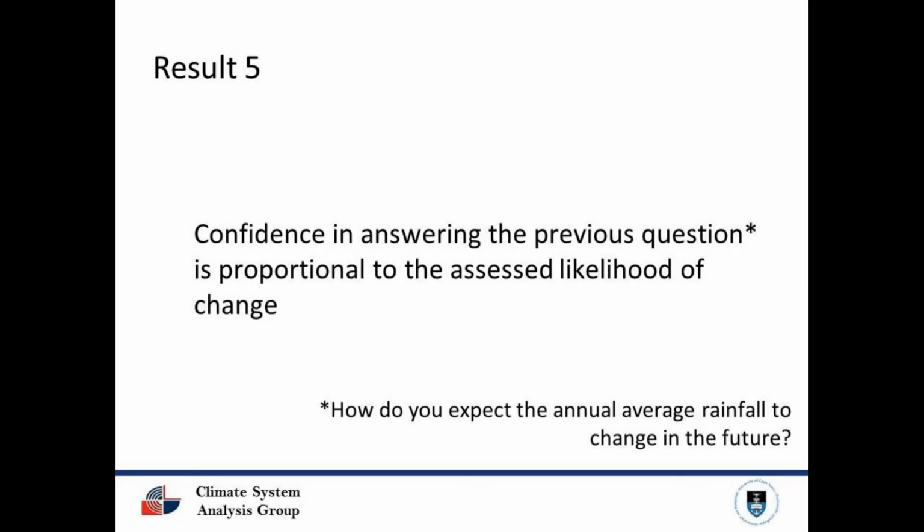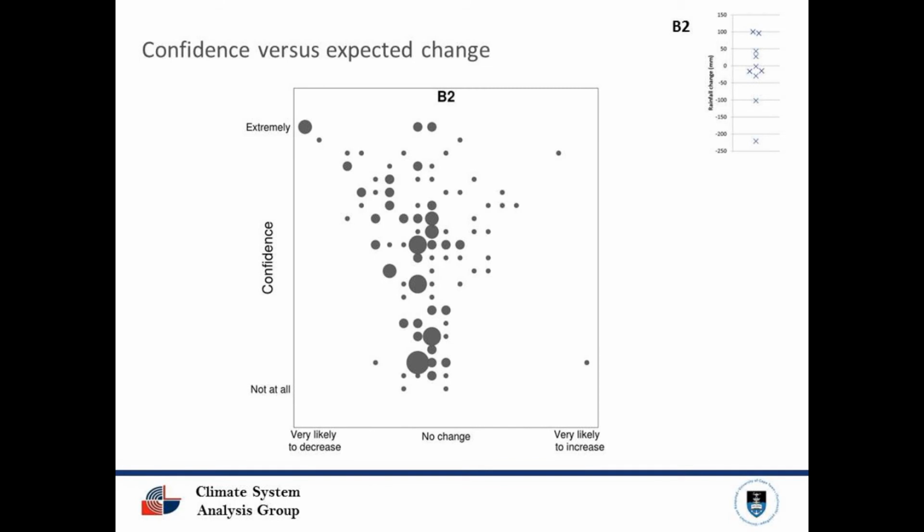Perhaps one of the most interesting results that came out of the survey was related to how people express confidence in their ability to answer specific questions. So when asked the question, how do you expect the annual average rainfall to change in the future, we then proceeded to ask how confident they were in their previous answer. We found that confidence in answering this question is proportional to their assessed likelihood of change. What we have plotted here is confidence from not at all to extremely plotted against the expected change, or their answer to that previous question.